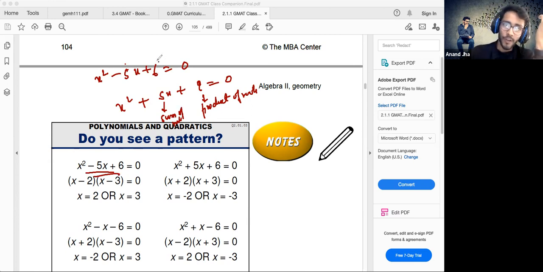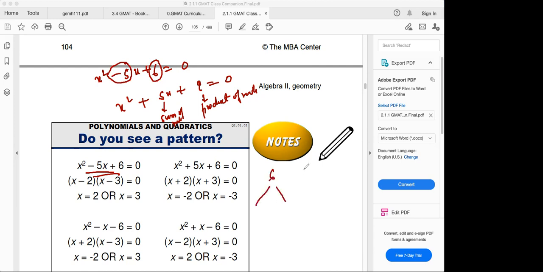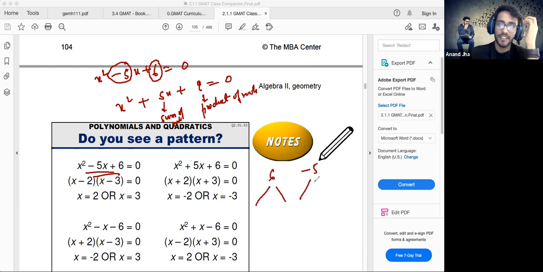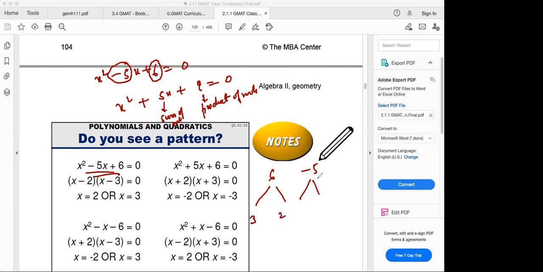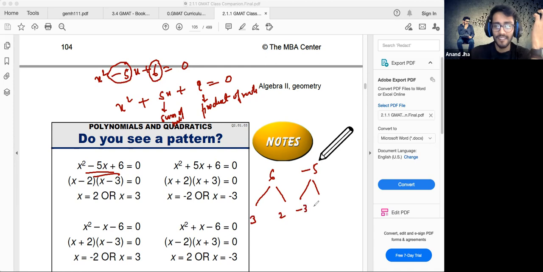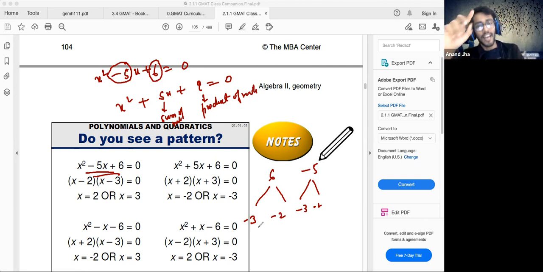So whenever they tell you to factor this, what you will do is take two numbers whose product is 6 and whose sum or difference is minus 5. So which are the two numbers? 3 and 2. And whose addition or subtraction? 3 and 2, yeah. 3 and 2 is 6, but you won't get minus 5. So I'll take minus 3 and minus 2. Got it? Because minus 3 into minus 2 is 6 and minus 3 minus 2 is minus 5. So check out this sign also.